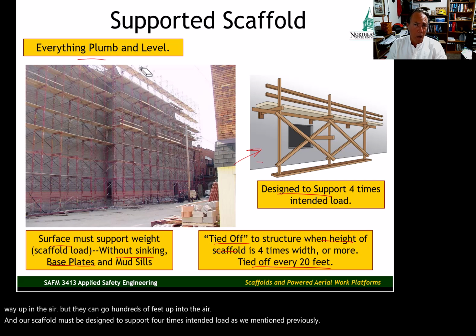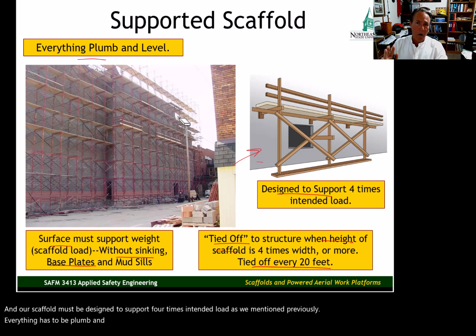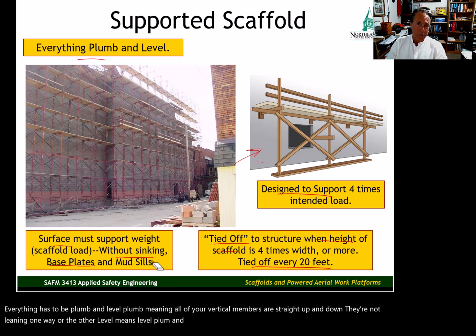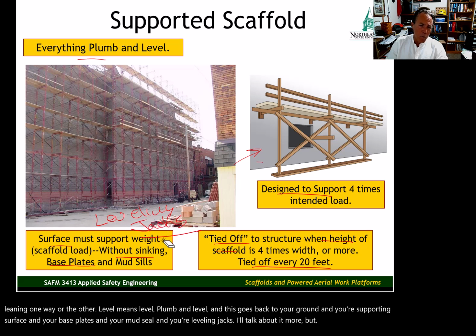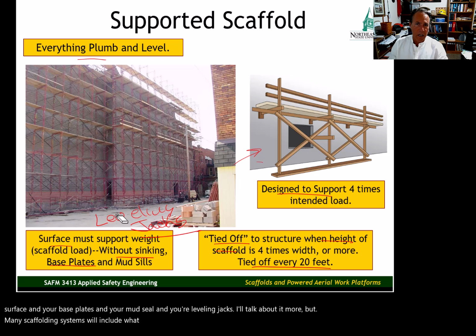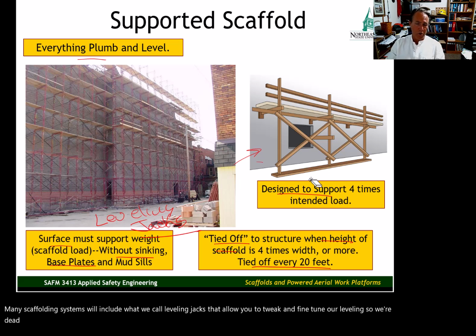Everything has to be plumb and level. Plumb meaning all of your vertical members are straight up and down. They're not leaning one way or the other. Level means level. Plumb and level. And this goes back to your ground and your supporting surface and your base plates and your mud sill and your leveling jacks. I'll talk about it more, but many scaffolding systems will include what we call leveling jacks that allow you to tweak and fine-tune our leveling so we're dead on level with our structure.